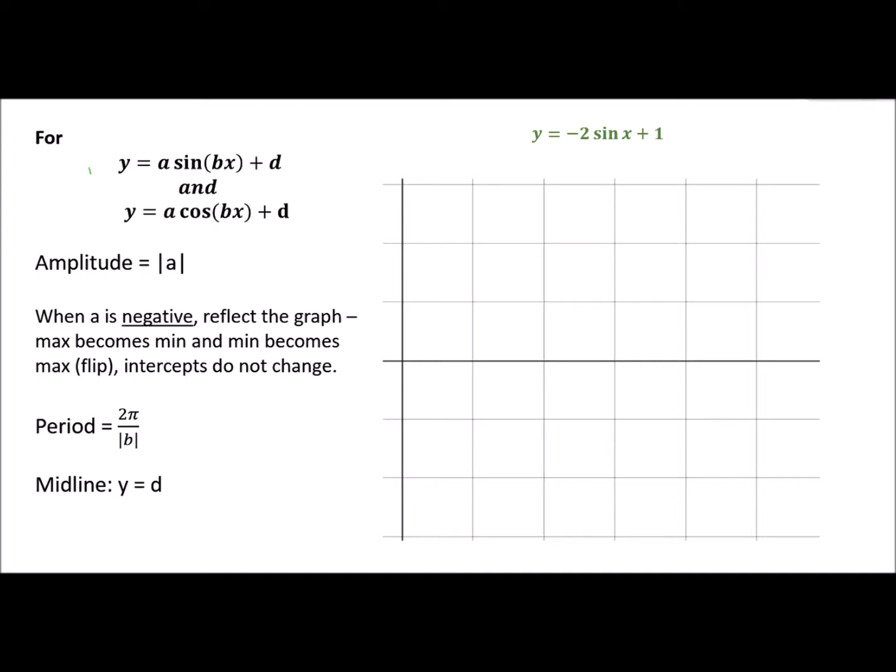Okay, basic forms: y equals a sine of bx plus d, and the same with cosine. Amplitude is still the absolute value of a. It is always a positive value.